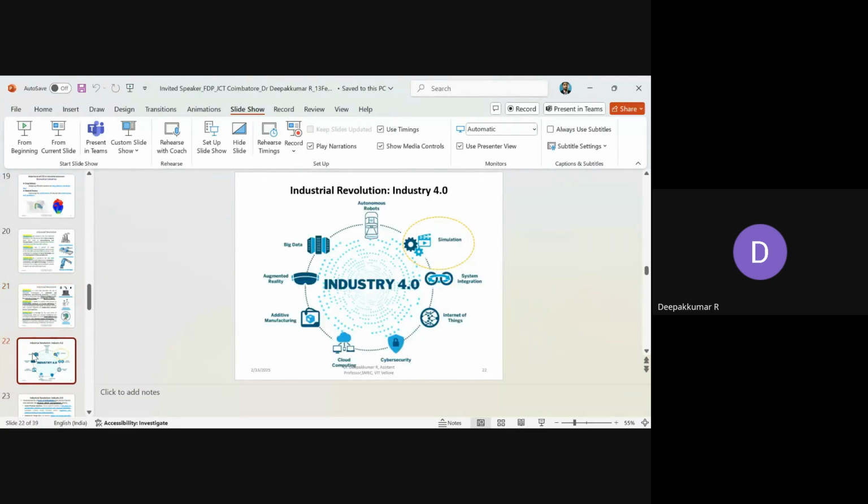Right now, the key concepts or key components in Industry 4.0, you can see: system integration, Internet of Things, cyber security, cloud computing, additive manufacturing, augmented reality, big data, and autonomous robots. These are the key concepts of Industry 4.0. And the circle I have highlighted, simulation, also plays a major role in Industry 4.0. So CFD belongs to this category. We are doing CFD simulation for R&D, research and development, for particular industrial products and process systems. So we are using these CFD simulation software.